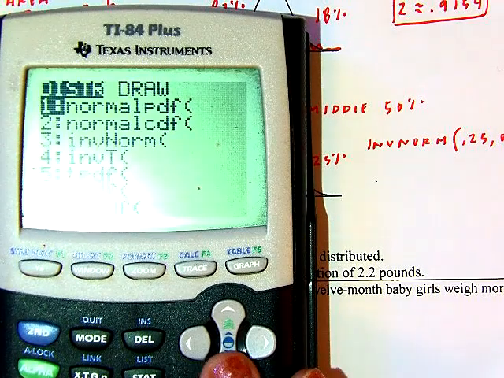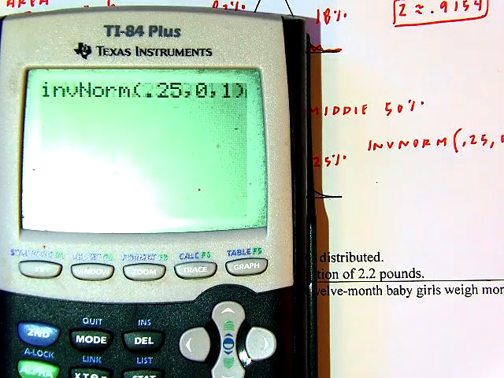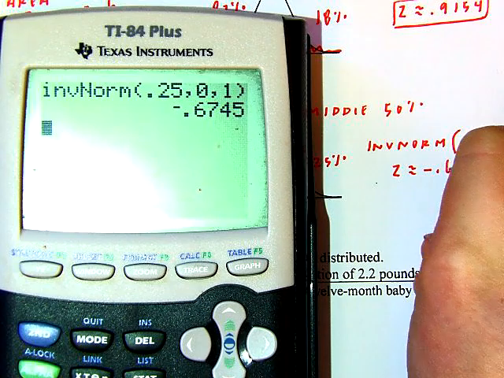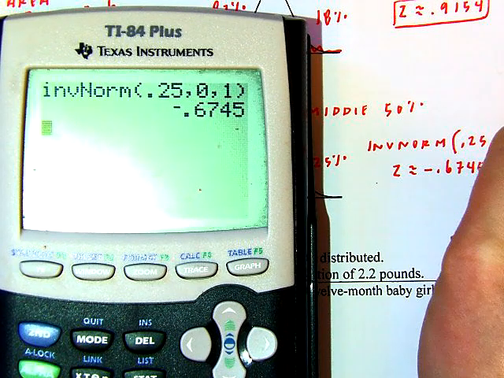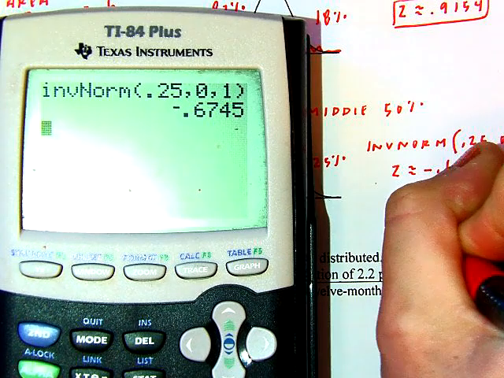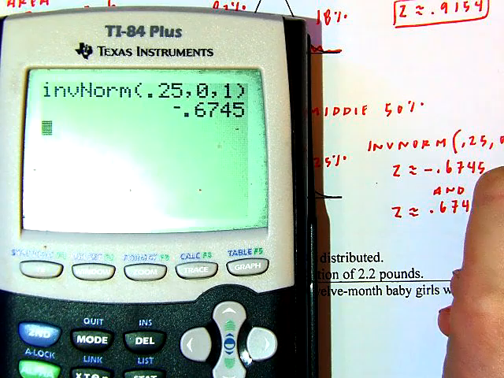All right, back to my distributions. Inverse norm, 0.25, 0, 1. Boom, here we go. So we get a z-score of negative 0.6745. And we know the other one will be its positive counterpart. Again, we have the same proportion in each of those tails.